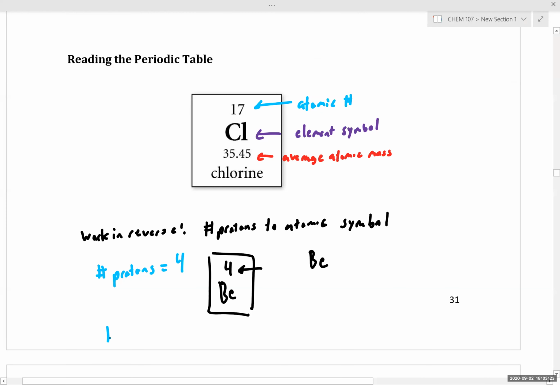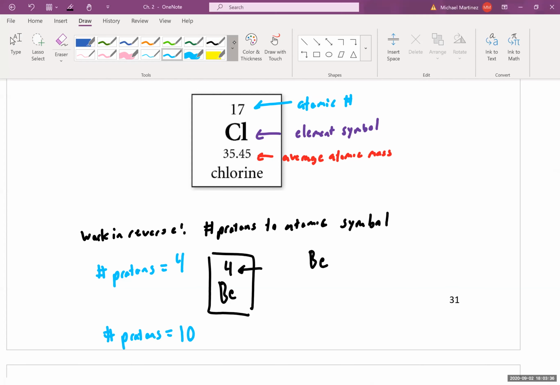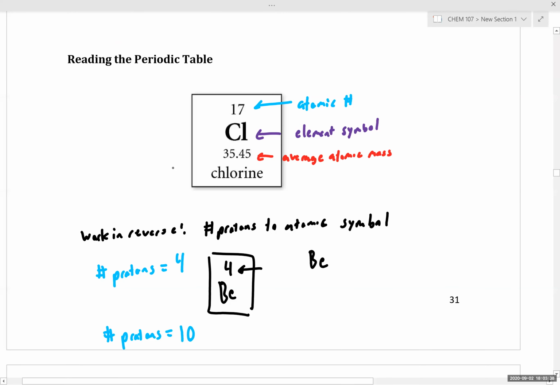For one more example, if we're given that the number of protons is equal to 10, which element has 10 protons? Which element has an atomic number of 10? That would be neon. So we can work backwards from the atomic number to the symbol using the periodic table.